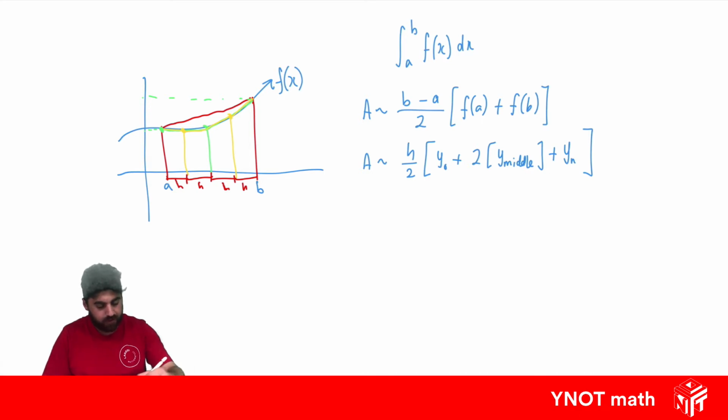And one way to get the height is just to do (b minus a) over n, where n is the amount of trapeziums you're using. So this is the number of trapeziums. So in this case, if we were splitting it up into the 4, your n would be 4. And it's important to note, if you were splitting it up into 4 trapeziums, you'd have 5 y values, 1, 2, 3, 4, 5 for 4 trapeziums.